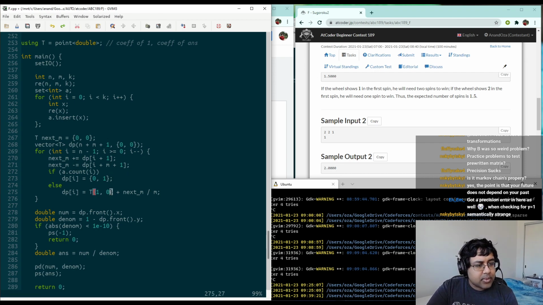And then otherwise, we're doing one step. So that's 1 plus 0 times answer, just a constant 1. And then we have a 1 over m chance of going to each of the next m squares, so we get this expected value.